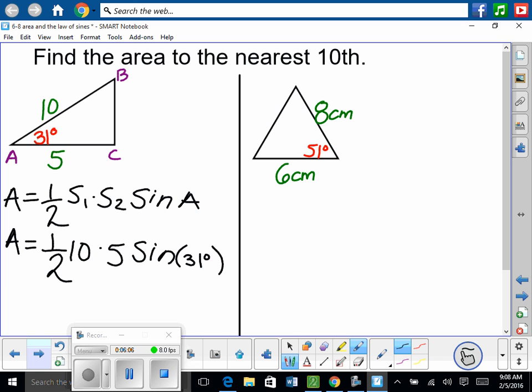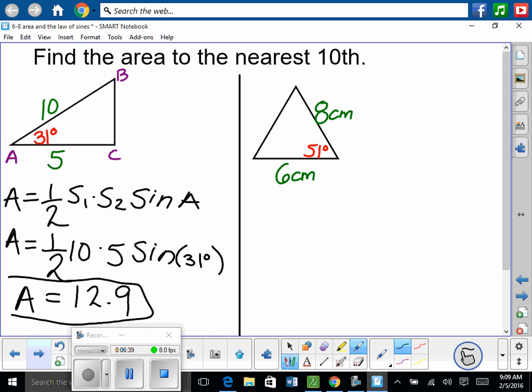Now to type it into your calculator, notice in the original problem we're dealing in degrees, right? So your calculator needs to be in degree mode. So everybody, hit mode, make sure your calculator's in degree mode, and then you're just going to type it in. So type it in your calculator, and you get 12.9. So area is equal to 12.9. That's the area of my triangle.